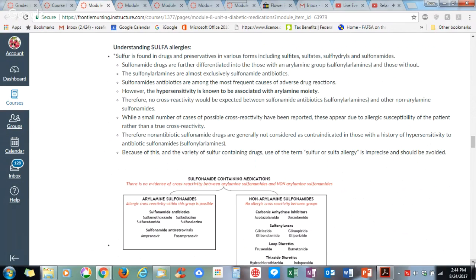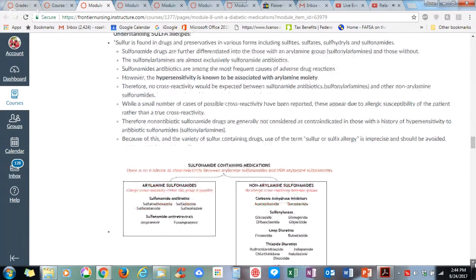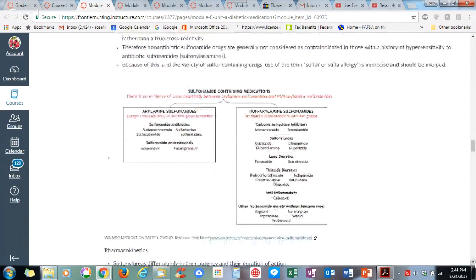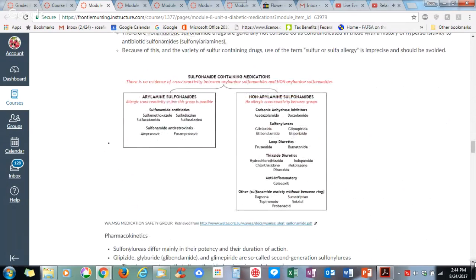Therefore, non-antibiotic sulfonamide drugs are generally not considered as contraindicated in those with a history of hypersensitivity to antibiotic sulfonamides, which are the sulfonylarylamines. Because of this, and the variety of sulfur-containing drugs, use of the term sulfur or sulfa allergy is imprecise and should be avoided.